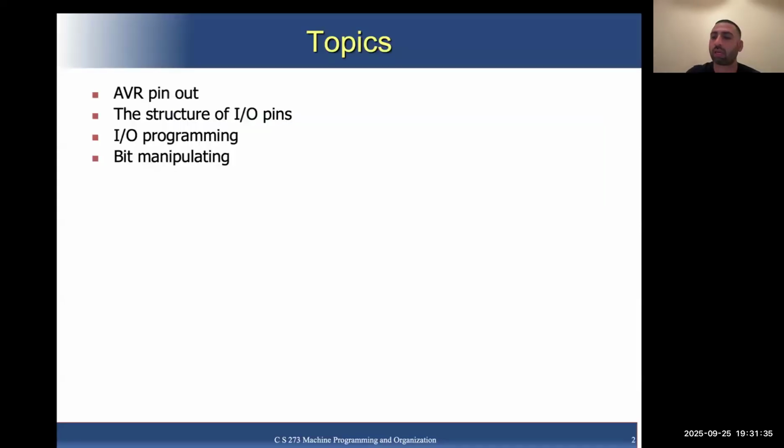So we are going to talk about the AVR pinout, which we have seen already, but we will basically focus more on the structure of the input-output pins and how we can do the I/O programming, which basically means how to read an input from an external signal and how to send an output. And then also we will have a look at the instructions which manipulate bits instead of the full register, like bits of a given register.